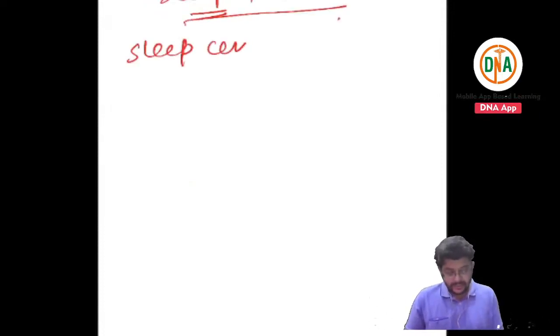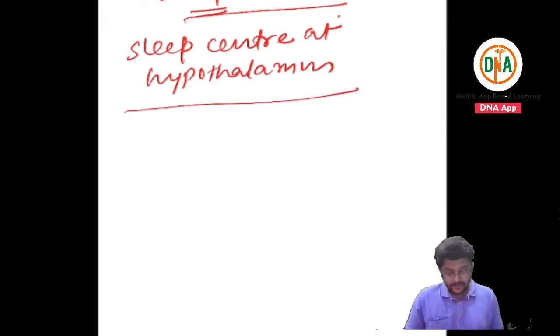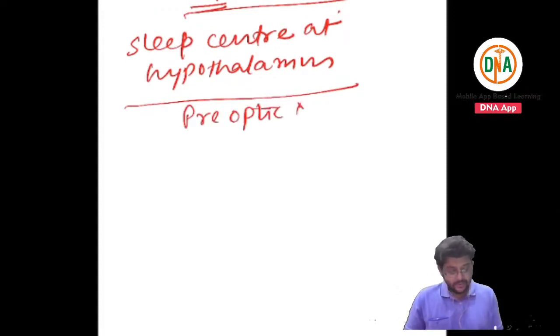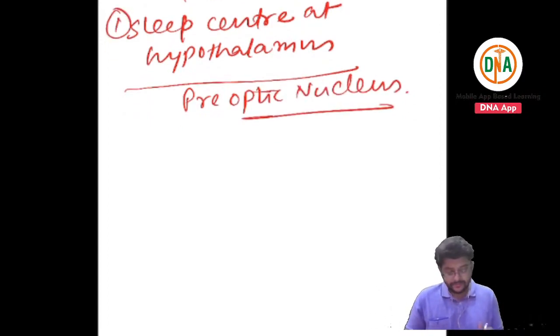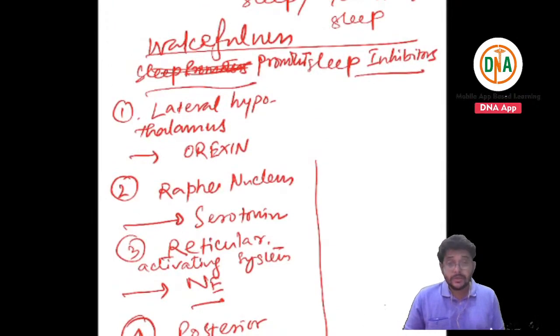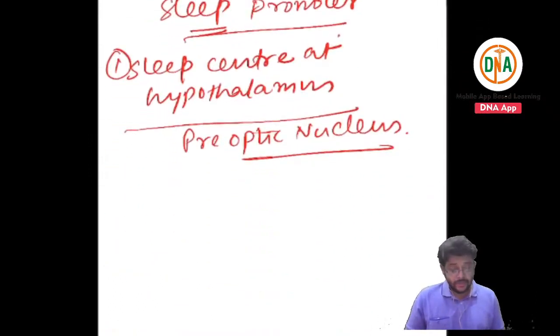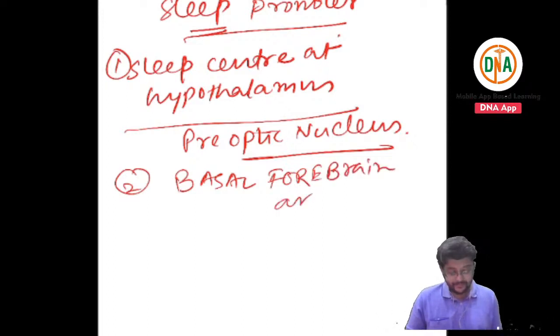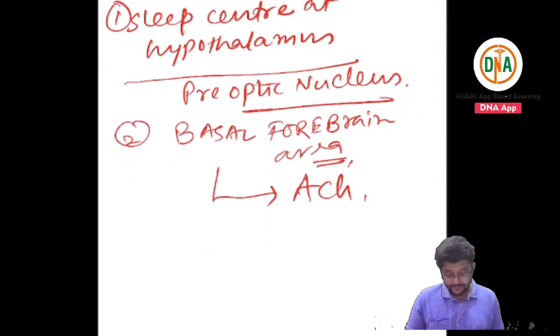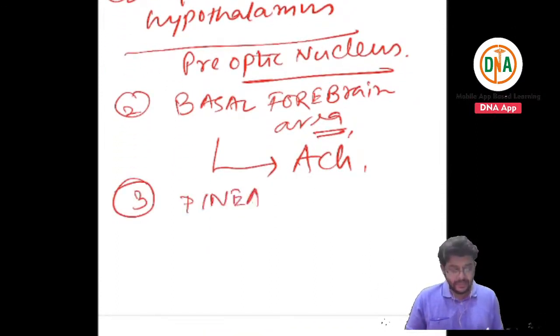So first is sleep center at hypothalamus. It is the preoptic nucleus. Don't get confused. This is the wakefulness promoter zone, the first one. And these are the sleep promoter zone. In sleep promoter, this is the sleep center at hypothalamus. So first is the preoptic nucleus. The second is basal forebrain area. Here the neurotransmitter is acetylcholine. And the third, extremely important, is the pineal gland. Here the neurotransmitter is melatonin.